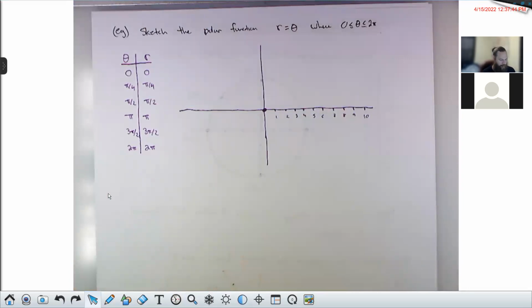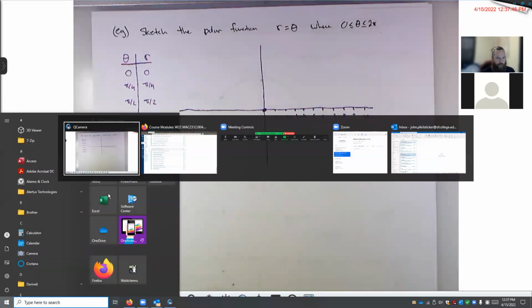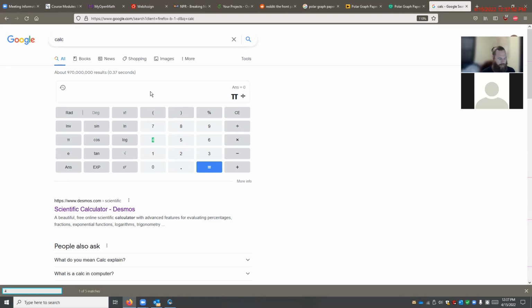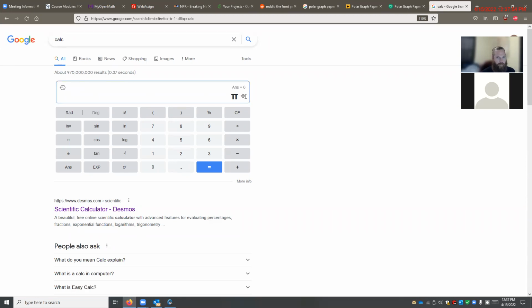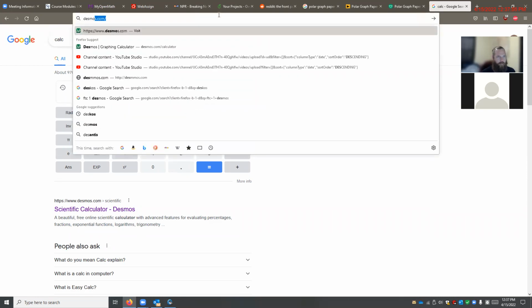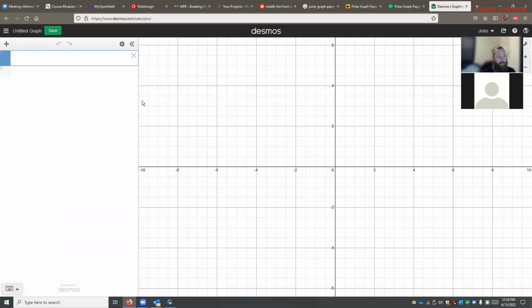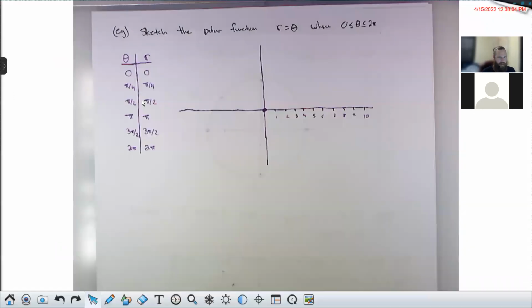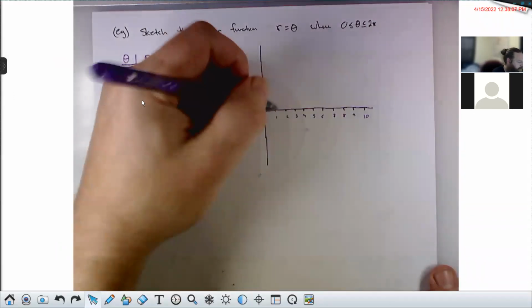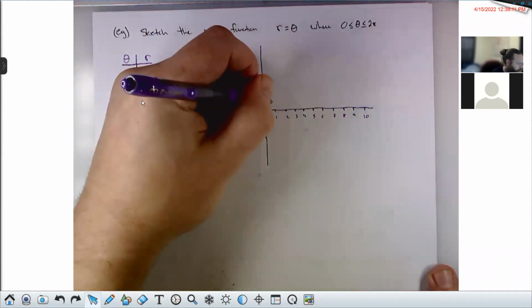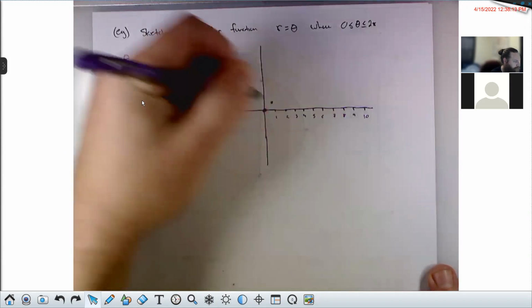When theta is pi over 4, how big is pi over 4? Let's get a feel for the size of these numbers. Pi over 4 is about 0.78. So when theta is pi over 4, r is pi over 4. It's just a little smaller than 1. We'll put that right here.